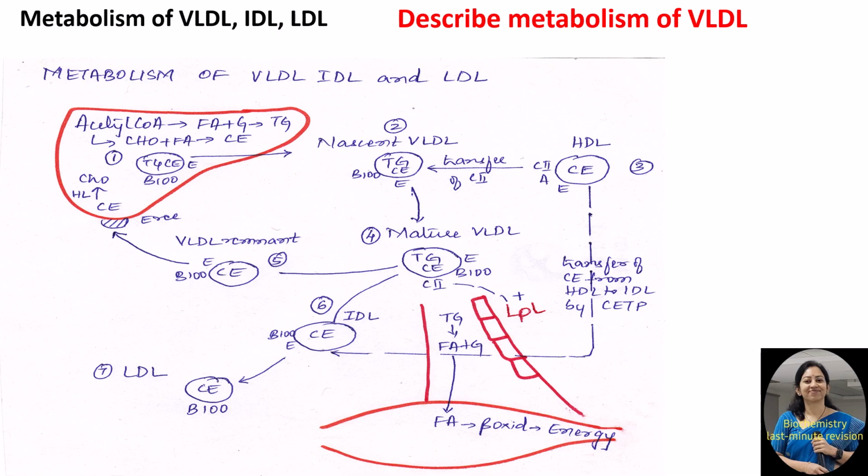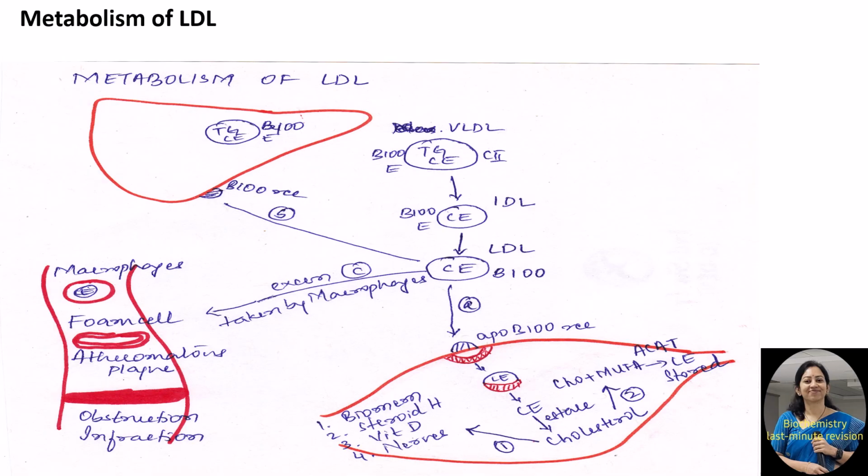Okay. So coming to metabolism of LDL. The LDL that is formed from VLDL and IDL transfers the cholesterol to all the peripheral tissues. Okay. Now this is through ApoB100 receptors which are present on the peripheral tissues. So this releases the cholesterol esters into the peripheral tissues. So these cholesterol esters are acted upon by esterase enzyme, releasing the free cholesterol.